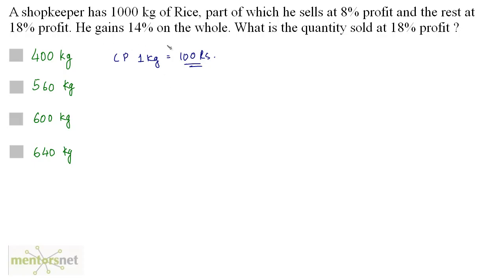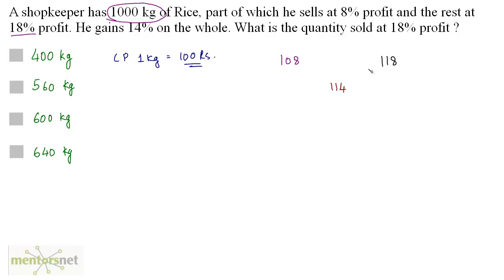Now the total amount of rice that this shopkeeper has is 1000 kgs. A part of the 1000 kgs is sold at 8% profit. So the price at which it is sold is an 8% increase in the cost price, and that's 108. Another part is sold at 18% profit, so the price per kg of that part will be an 18% increase in the cost price, and that's 118. Now the mean profit is also given. This means the mean price will be a 14% increase in the cost price because he gains 14% on the whole. So 114 is the mean price.